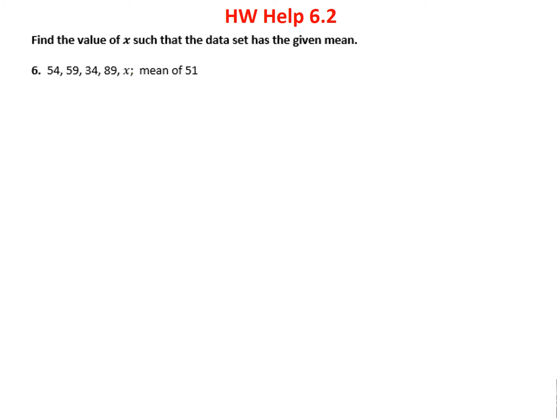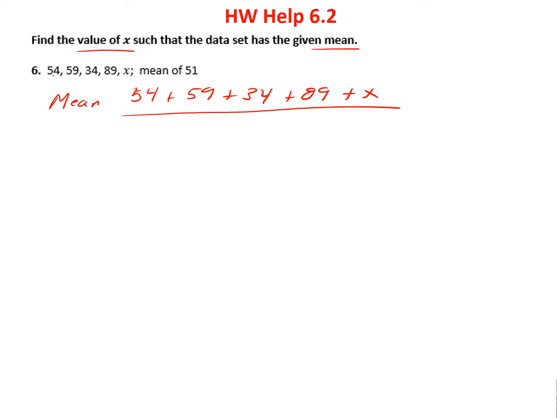All right, find the value of x such that the data has the given mean. Remember that mean means I add them all together. So if I'm finding the mean, I'm going to add all these together. 54 plus 59 plus 34 plus 89 plus x. And then I'm going to divide it by how many there are. 1, 2, 3, 4, 5. Okay? And that, it says, equals 51. So there's our equation, and we're simply going to solve for x.